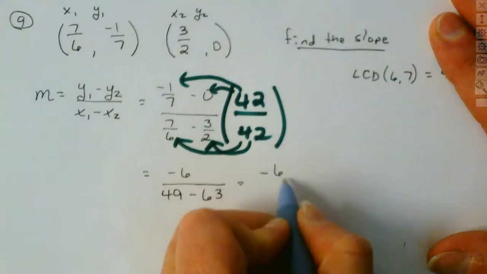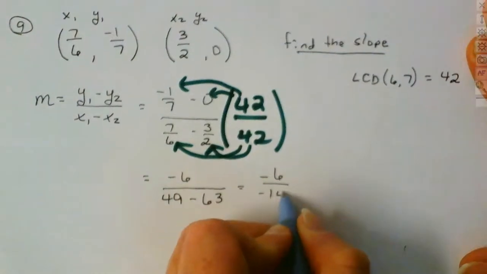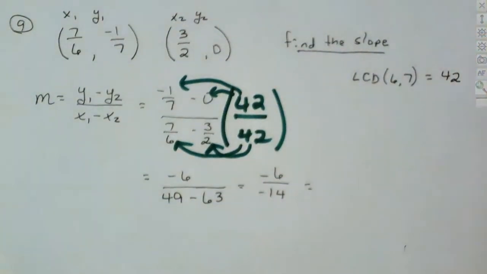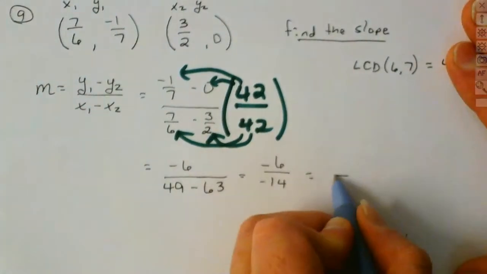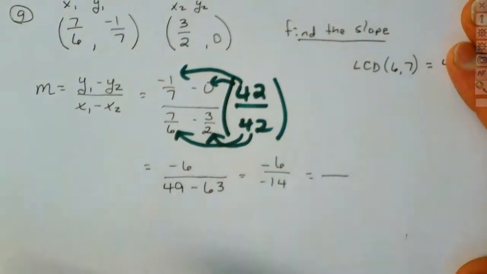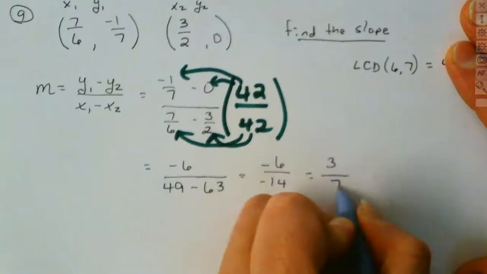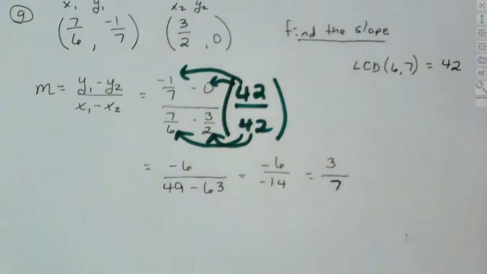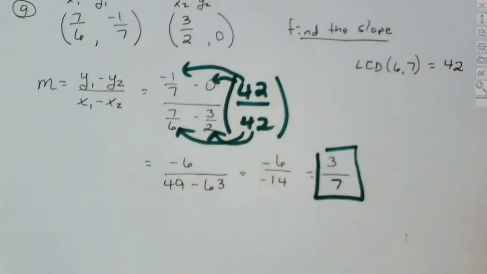Now, what have we got? We've got a -6, and we've got 49 minus that 63. That's a -14, and we can reduce it down a bit because a negative and negative makes it a positive. 6 and 14 are both even, so that makes it a 3/7. So that would be your slope there. It's 3/7.